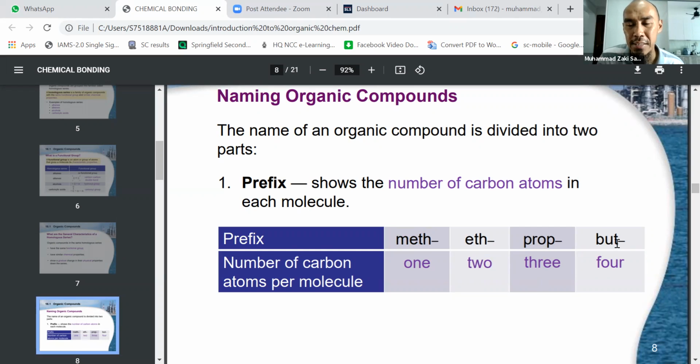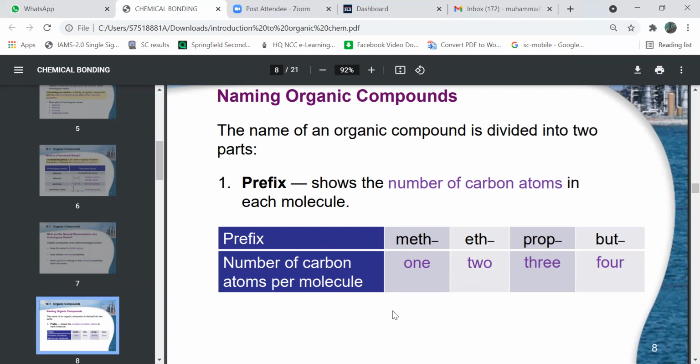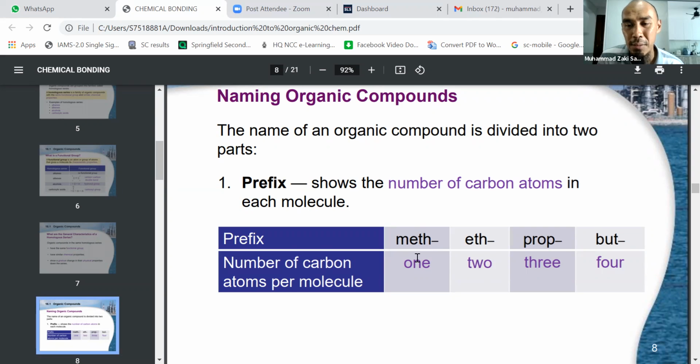Now for five, six, seven, for five you use the polygon names. What's the polygon if five-sided? Anyone who can remember? You can unmute yourself. Pentagon. Okay, so if something has five, it's pent. Pentene, pentanol, later I will go through that.